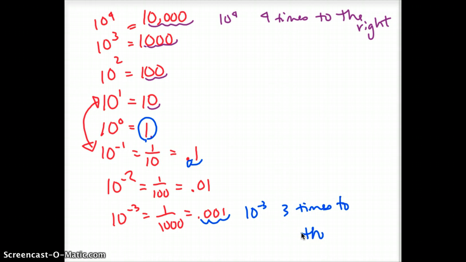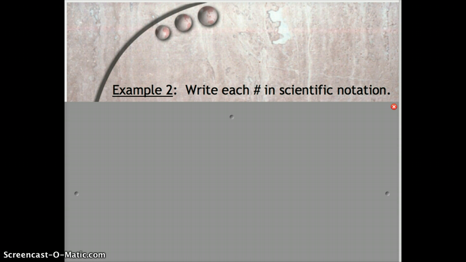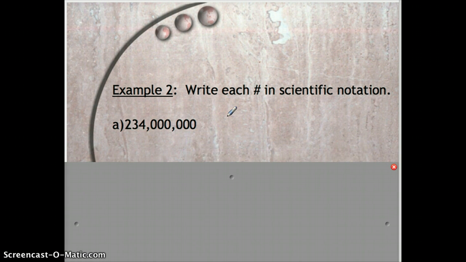That's why we like to multiply by powers of 10, because it's such an easy number to work with. All that we really have to deal with is moving the decimal. So if we're looking here and we're trying to write some numbers in scientific notation, we'll start with this one, 234 million. Okay, so when you're trying to write a number in scientific notation, we have to say, first of all, where do I put the decimal to make this number in between 1 and 10?